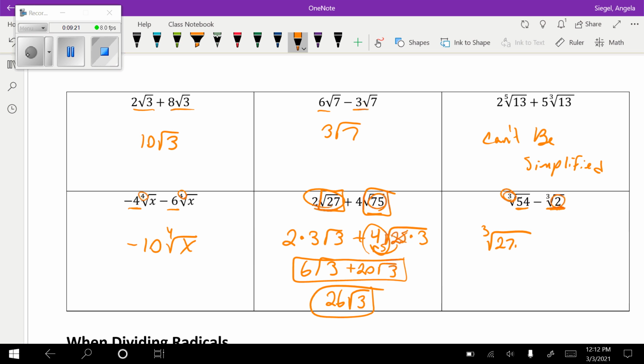So 27 times 2 minus the cubed root of 2. So the cubed root of 27 is 3. So I have 3 cubed root of 2 minus the cubed root of 2. So just as I thought, if nothing there, simplify to 1. So my final answer is 2 cubed root of 2.